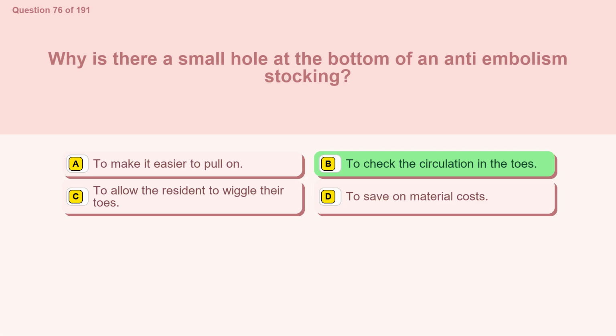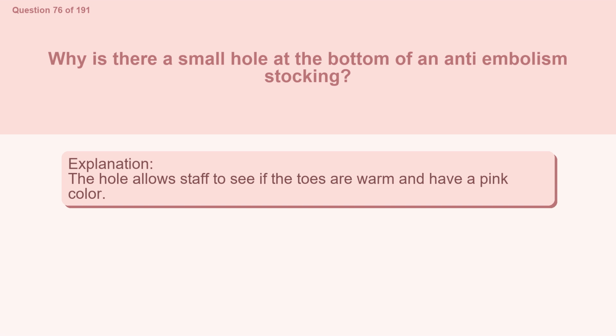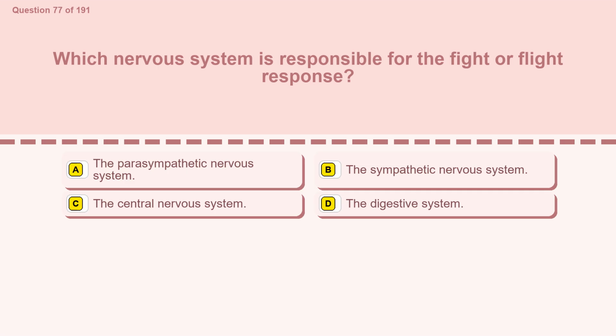The correct answer is option B, to check the circulation in the toes. The hole allows staff to see if the toes are warm and have a pink color. Question 77. Which nervous system is responsible for the fight or flight response?